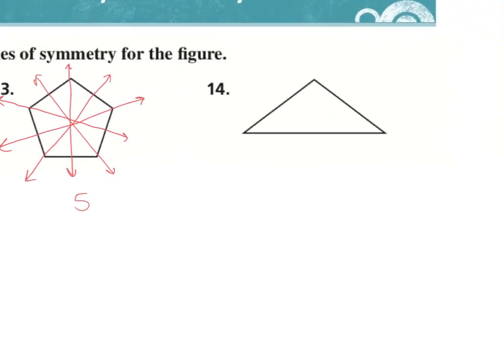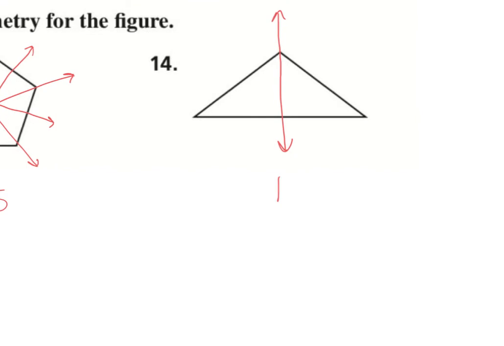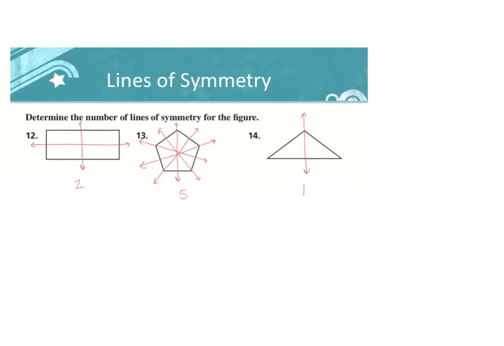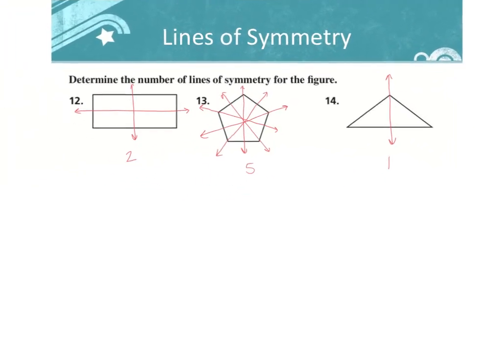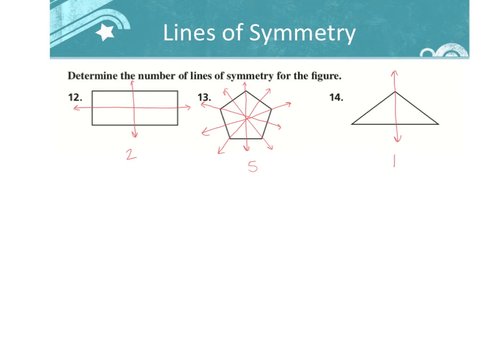And 14, there's only one, and it's this one down the middle, okay? There's only one because any of the other lines, you would not get the exact same image on the other side, okay? Lines of symmetry for the figures.